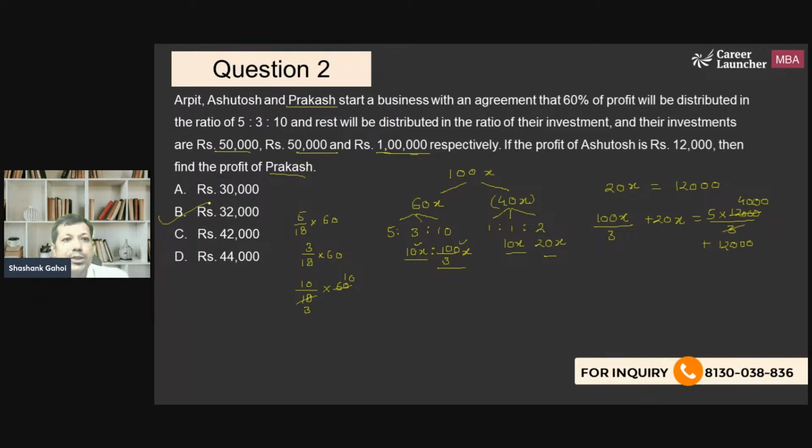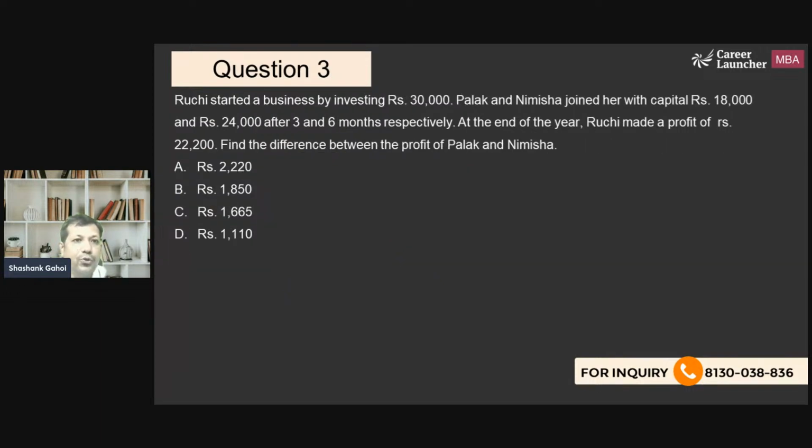Now let's move on to the next one. So if anyone is facing any doubt, do let me know in the chat box. Now let's move to question number 3. What does it say? So it says that Ruchi started a business by investing 30,000. ठीक. तो रुचि ने 30,000 से बिजनेस शुरू किया.